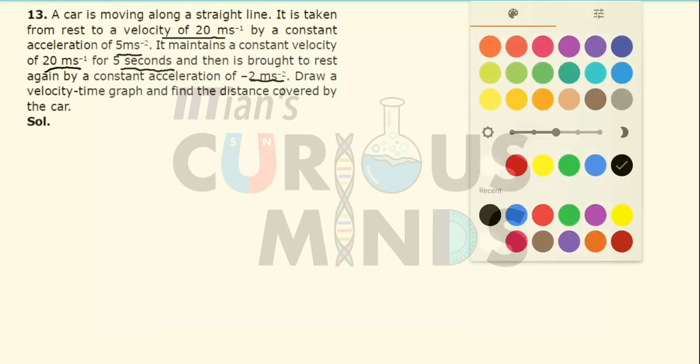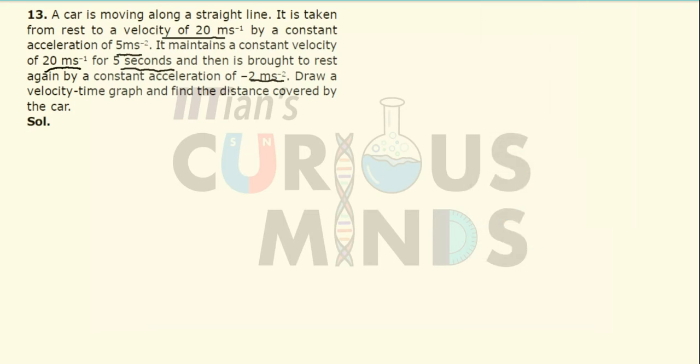Before we proceed with our velocity time graph, let us see the section. Let us divide it into different sections. At A, the car is moving along a straight line. It is taken from rest. So the velocity over here, let me name this as v1, is equal to 0. The velocity at point 2 will be equal to 20 meters per second, to a point B.